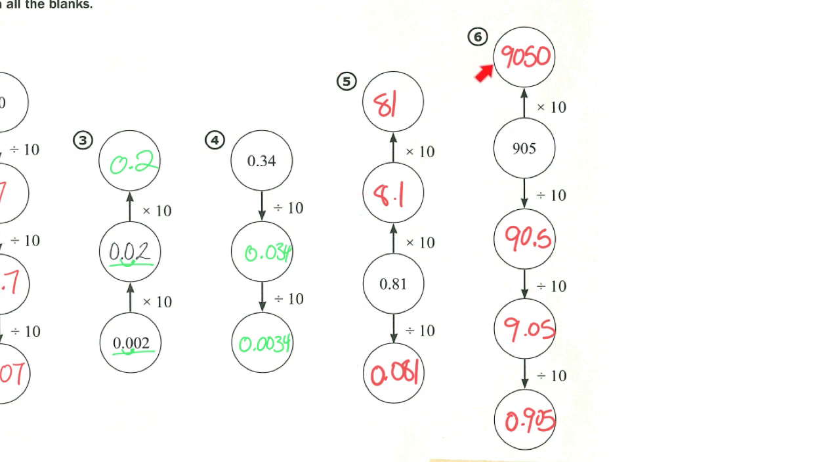If you have any questions as you're working through these, please ask, please let me know. The big thing is that when you multiply by 10, your decimal moves to the right. And when you divide by 10, your decimal moves to the left. You might want to write that down.